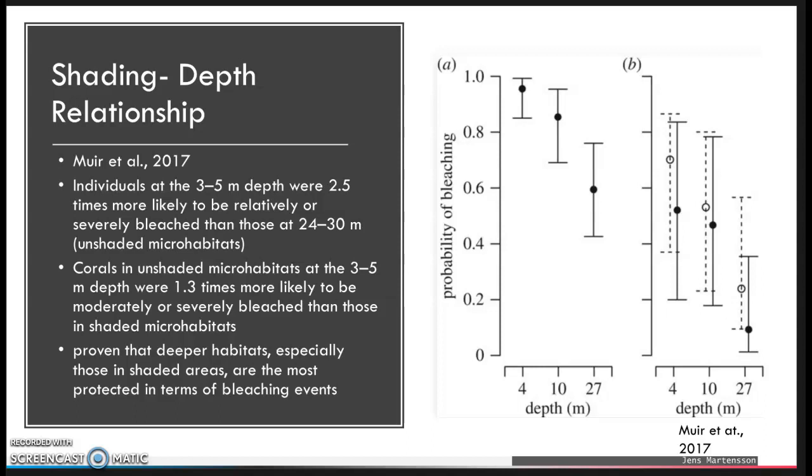So this pretty much proves that deeper habitats, especially those shaded areas, are the most protected in terms of bleaching events. This has important implications for the future, as we might see a shift in where coral reefs are located. The strongest part of the reefs may be in the deeper parts of the ocean. Mass bleaching decreased significantly with increases in depth for the overall coral community and individual reef coral species. Corals occupying shaded microhabitats, which were the dotted lines here on the right, also showed reduced bleaching.